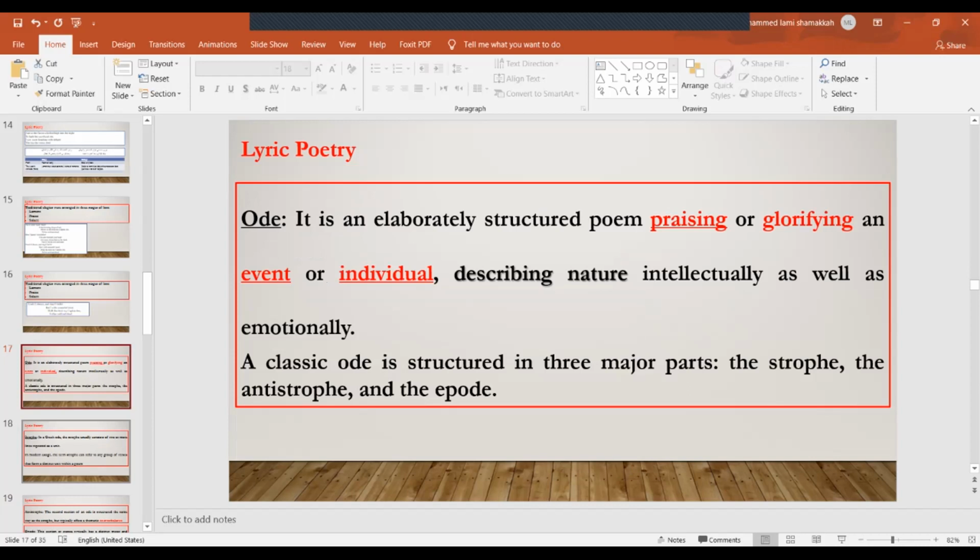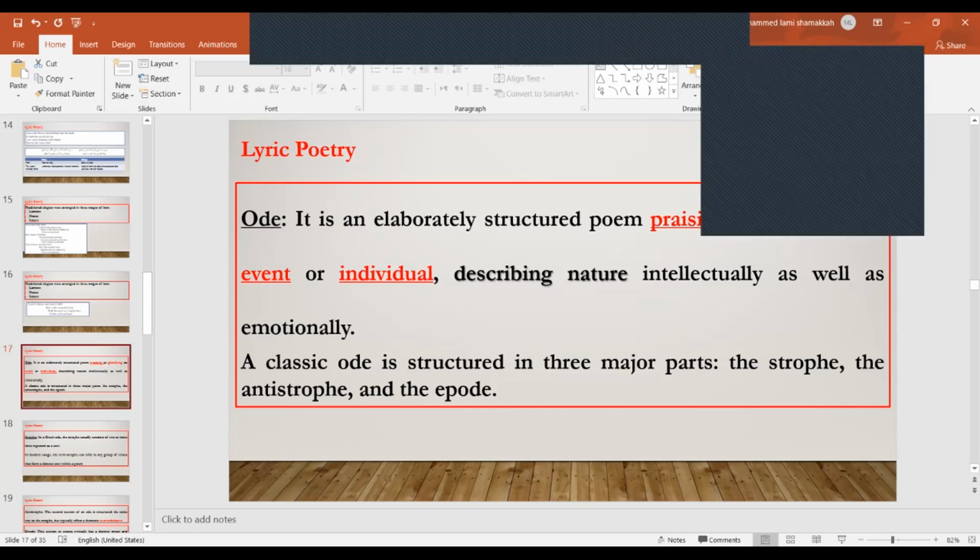Now, the second form, or the second example of lyrical poetry, is an ode.